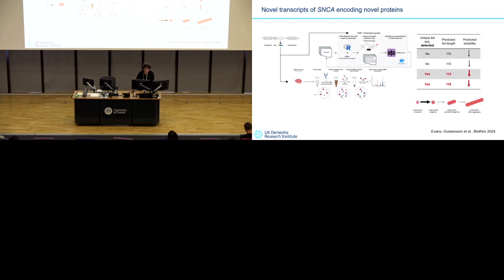And we were able to demonstrate for ourselves that indeed we could detect synuclein isoforms that would be predicted to be 113 amino acids long or 118 amino acids long. And that these forms of synuclein are actually predicted to have lower solubility and to be more aggregation prone.